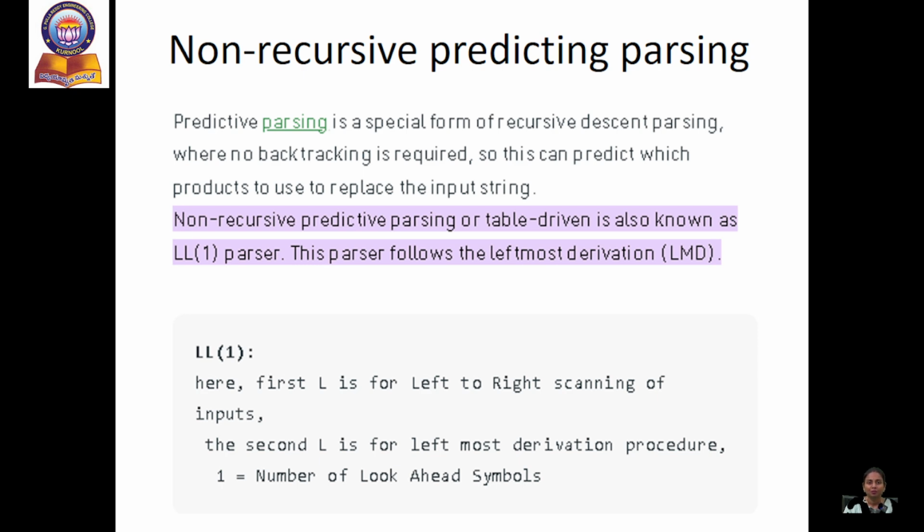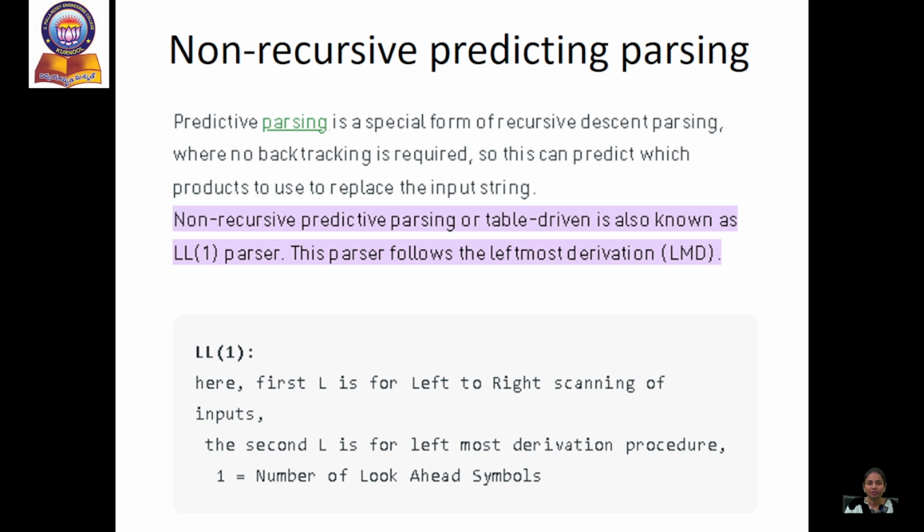Hello everyone. In this session, I'm going to explain non-recursive predictive parsing, which can also be called the predictive parser, the recursive descent parser without backtracking, or the LL1 parser. Predictive parsing is a special form of recursive descent parsing where backtracking is not allowed.